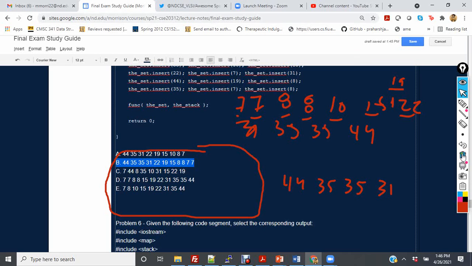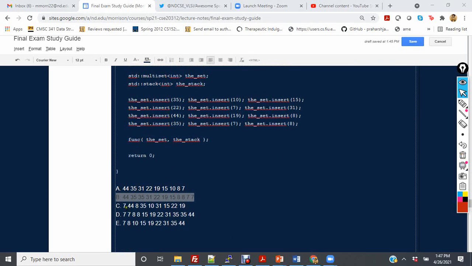The difference in what this problem is trying to evaluate is if this was a set instead of a multi-set, A would be the correct answer. But in a multi-set, B will be the correct answer because it permits duplicates.